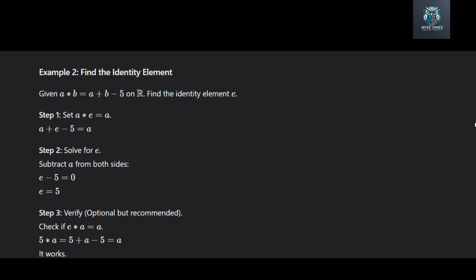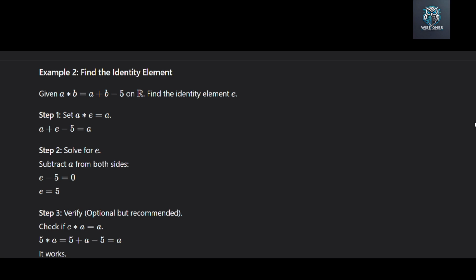Step 2. Solve for e. We want to isolate e. Subtract a from both sides. The a on the left cancels with the a on the right. We are left with e minus 5 equals 0. Add 5 to both sides. e equals 5.